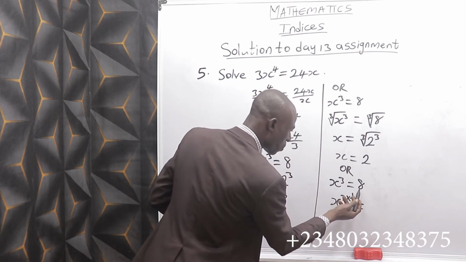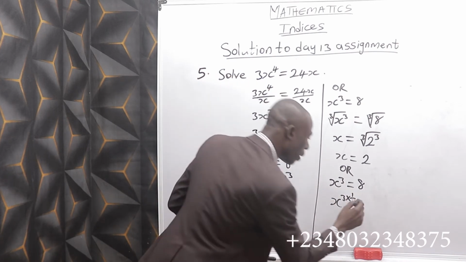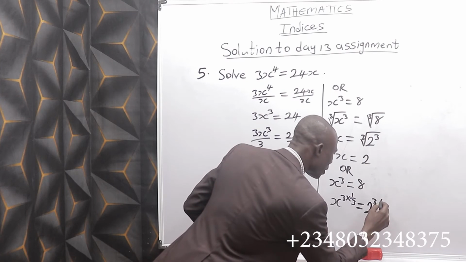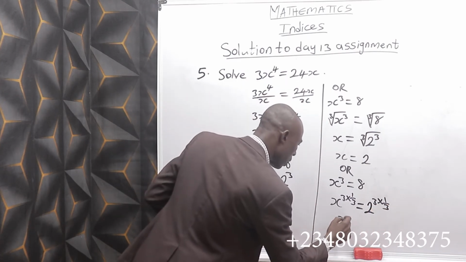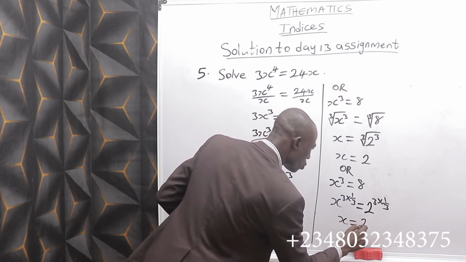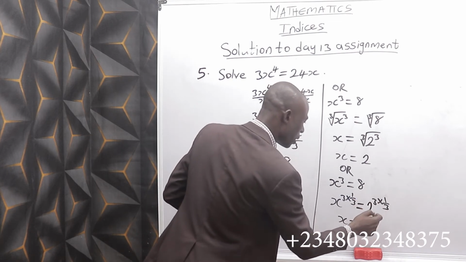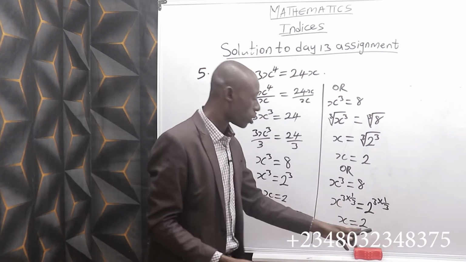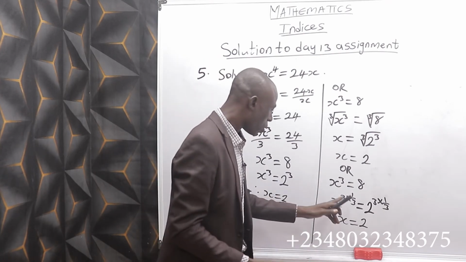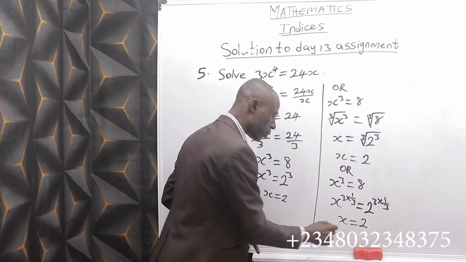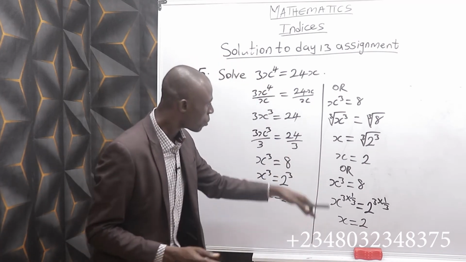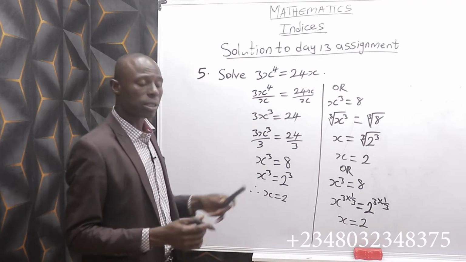But in that case, you express 8 in index form to have the power. So you have 2 raised to the power 3 times 1 over 3, which gives x equals 2. We cut 3 here, leaving behind 2 raised to power 1, which is equal to 2. Also, we cut 3 here, leaving behind x raised to power 1, which is equal to x. And that is it. You have 1, 2, 3 ways of doing the same thing.